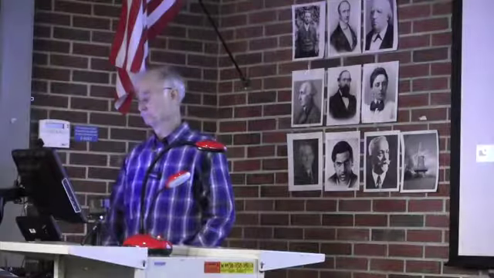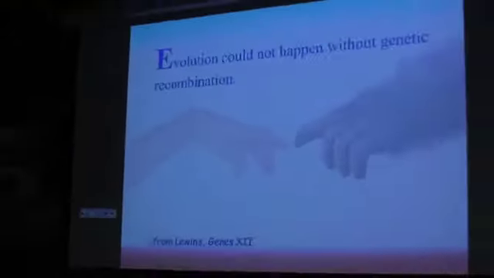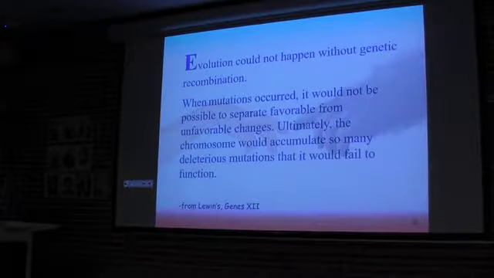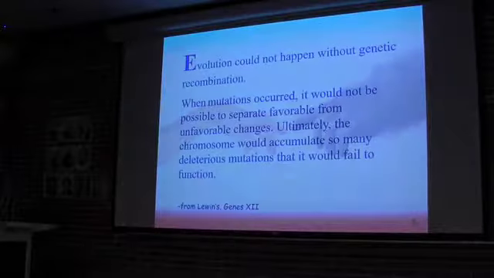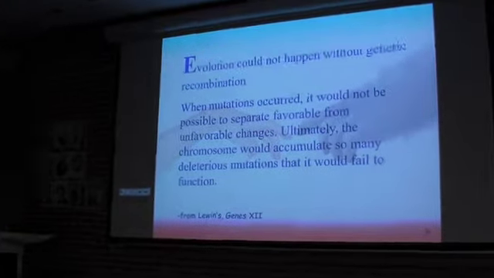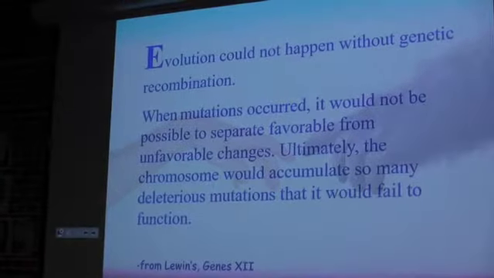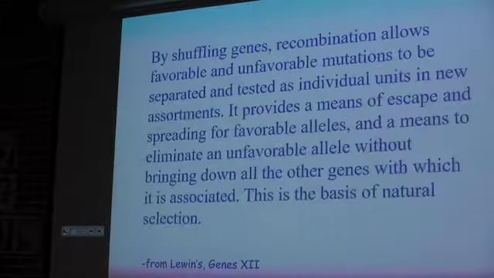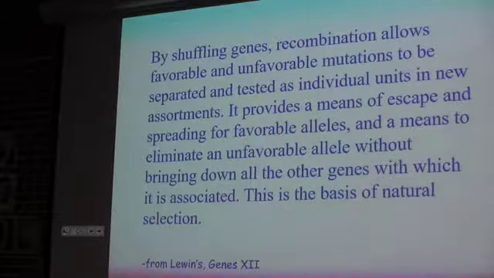Okay, a new topic. Evolution could not happen without genetic recombination. When mutations occurred, it would not be possible to separate favorable from unfavorable changes. Ultimately, the chromosome would accumulate so many deleterious mutations that it would fail to function. By shuffling genes, recombination allows favorable and unfavorable mutations to be separated and tested as individual units in new assortments. It provides a means of escape and spreading for favorable alleles and a means to eliminate an unfavorable allele without bringing down all the other genes with which it is associated. This is the basis of natural selection.